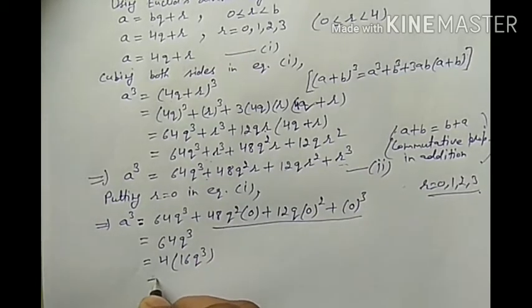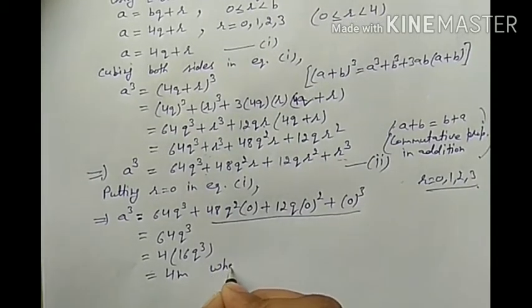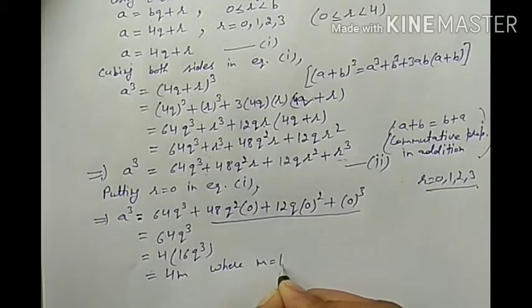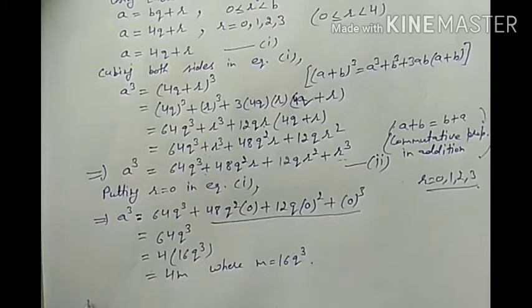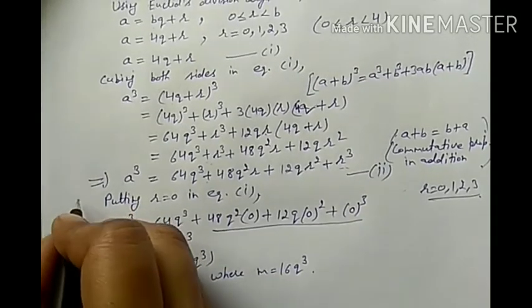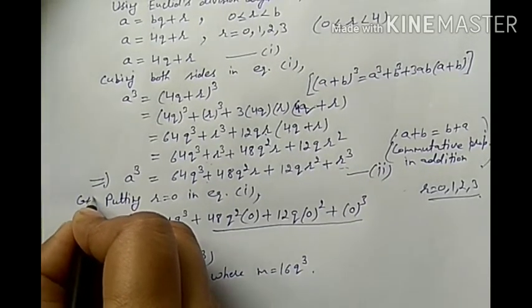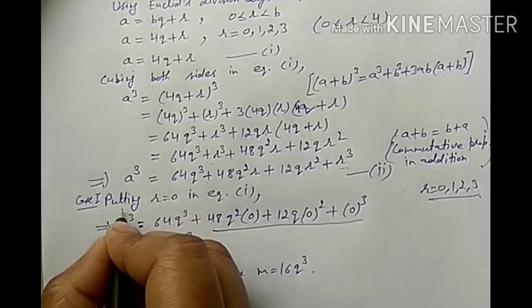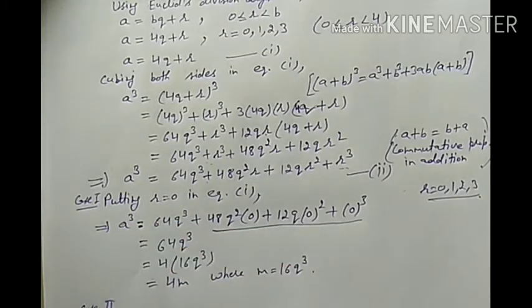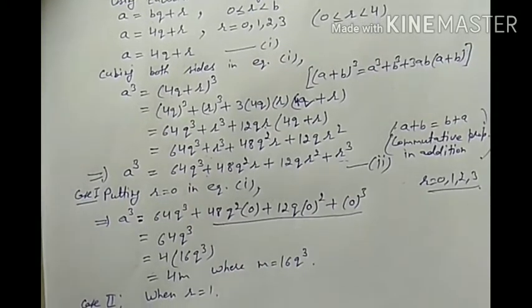16q cube is equal to 4m, where m is equal to 16q cube. This was the first case, when we put r is equal to 0. Now case second, when r is equal to 1.